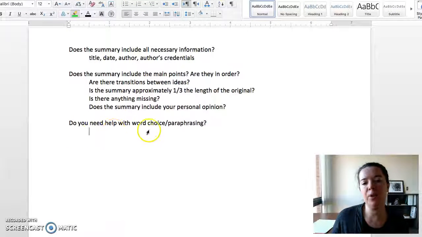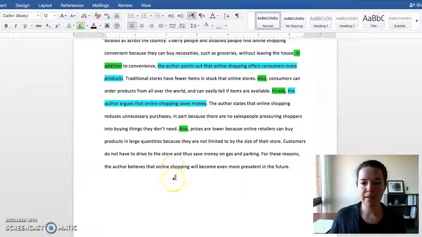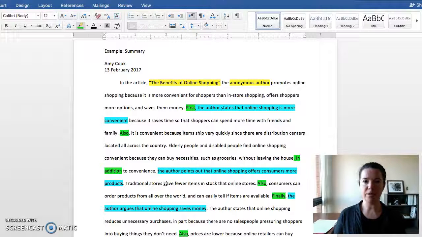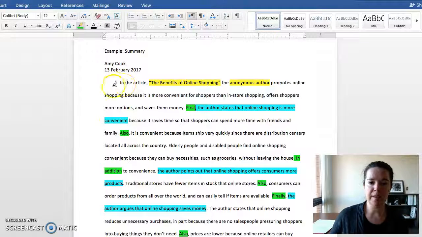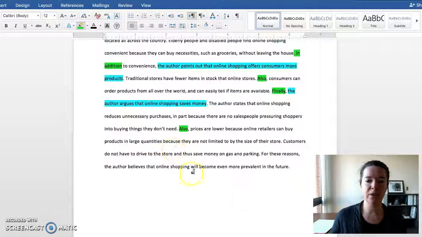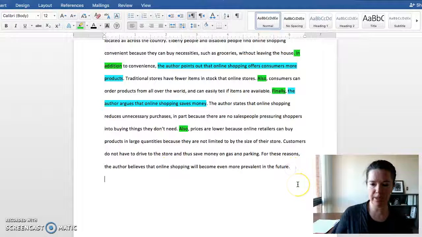Finally, do you need help with word choice or paraphrasing? This is a very difficult part of this assignment because you're going to need to use different words to state the author's ideas. And sometimes it can be hard to find another way to say something. So if in any place in your summary you're trying to use a different word, but you just can't find another word to use, that's a good thing to ask for help on. You could even put in a note to me at the bottom and say, I couldn't find another word to use instead of convenient.